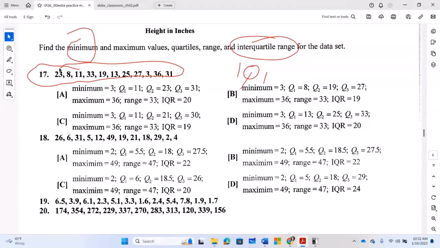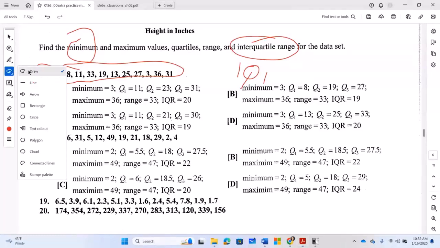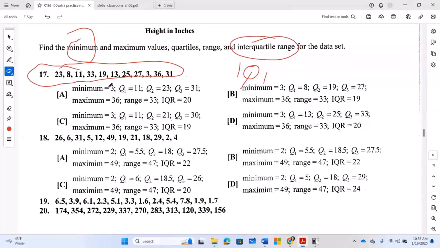So I want you to know that whenever I'm told to find the 5-number summary or the minimum number, I'm doing calculations. If arithmetic makes sense, then I'm working with quantitative variables. Okay, so let's do number 17.